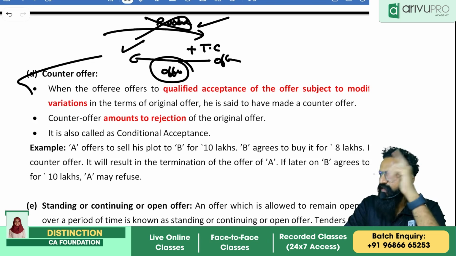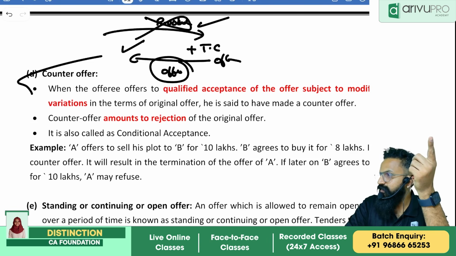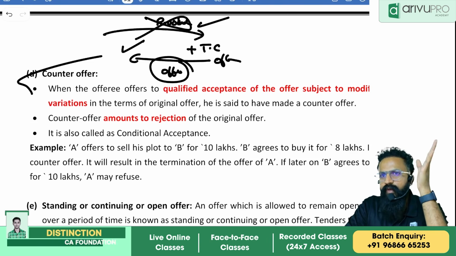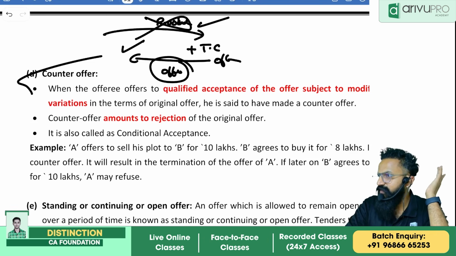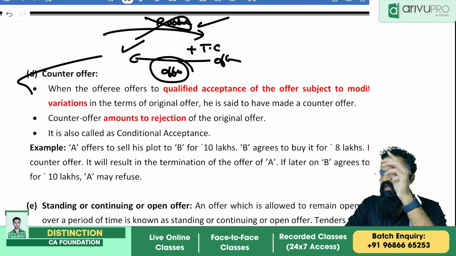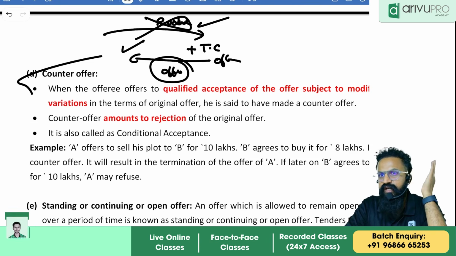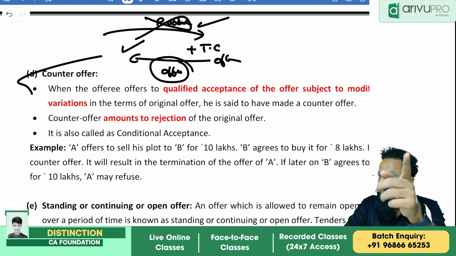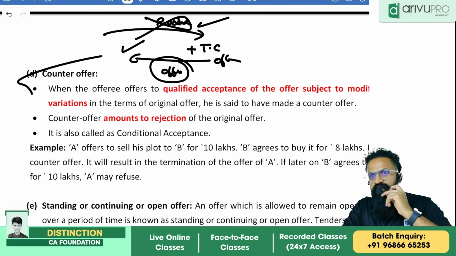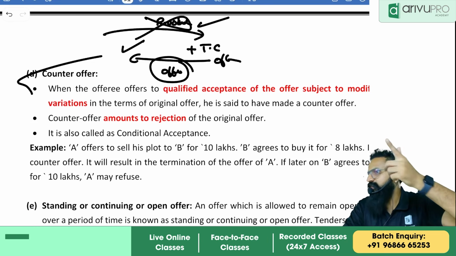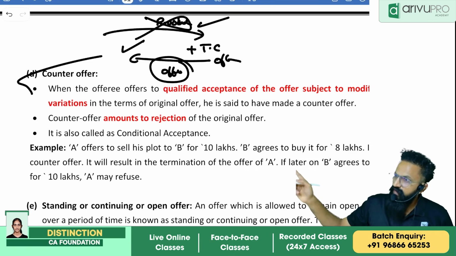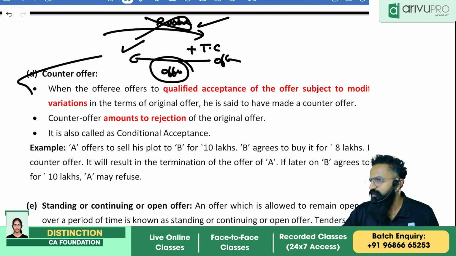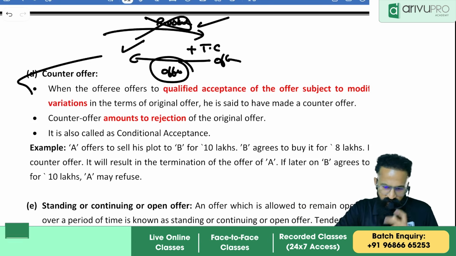One more thing. With counter offer, what is the other topic you can relate? Acceptance should always be unqualified. You can never have a qualified acceptance. Qualified means you should not have any terms and conditions attached to your contract. When you're accepting, you should accept it as it is. If you're adding your own terms and conditions, it becomes a qualified acceptance. That's why it comes in your rules of acceptance, and acceptance has to be always unqualified. So both the things will come under counter offer only. Agreed?